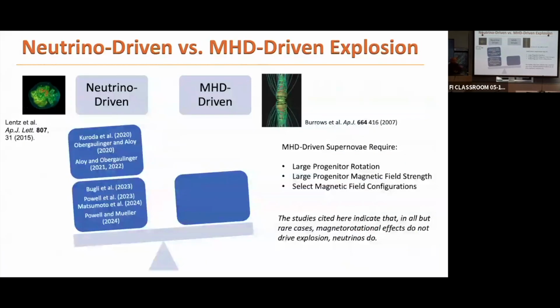Now, with regard to MHD-driven explosions, in the past, we would naively say, okay, if we don't have a lot of rotation, we have neutrino-driven explosions. And if we do have a lot of rotation, we'll have MHD-driven explosions. Most massive stars are slowly rotating. Some small fraction are rapidly rotating, and that's the story.